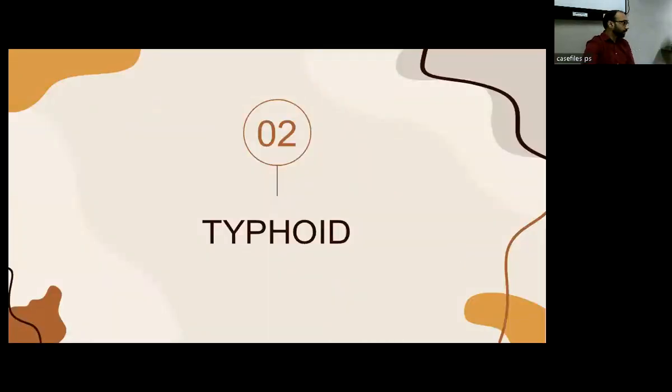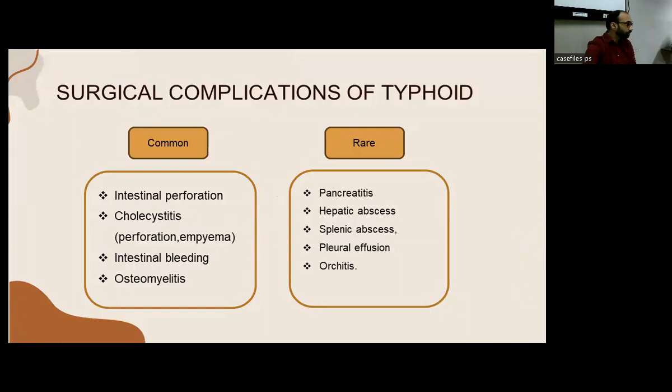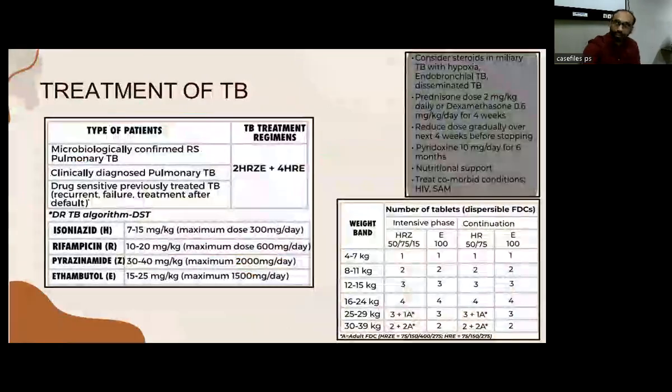Then we move on to typhoid. So this slide, sorry. So steroids, sir, are given in cases with miliary TB with hypoxia, or endobronchial TB, or disseminated TB. Here, prednisolone with a dose of 2 mg per kg daily is given, or dexamethasone 0.6 mg per kg per day for 4 weeks. This dose is gradually reduced over the next 4 weeks before stopping.